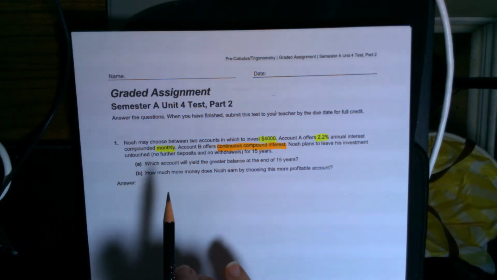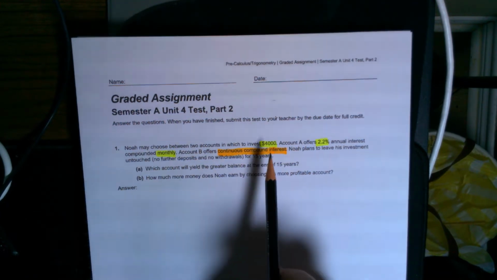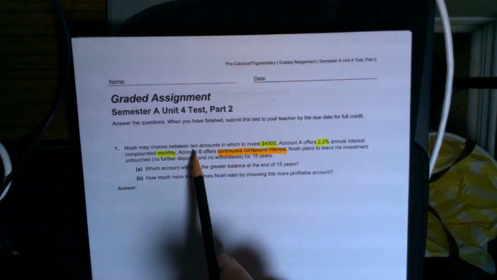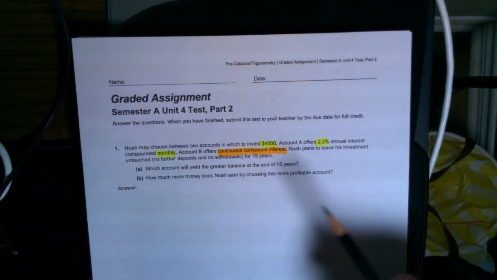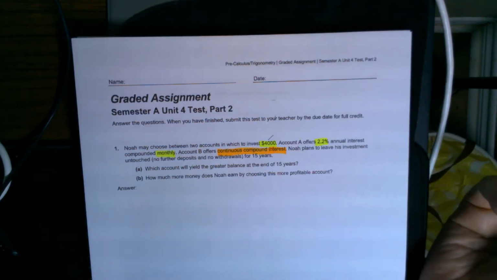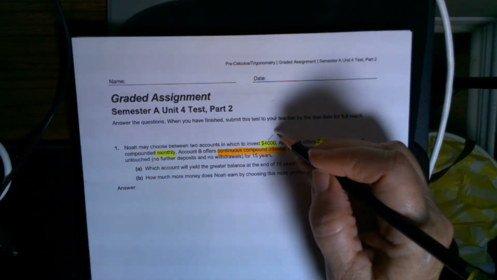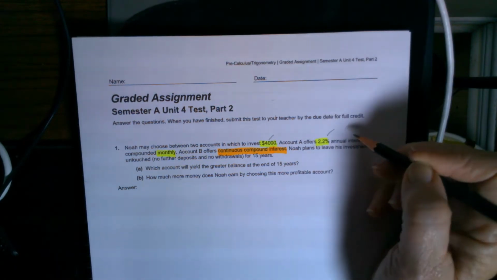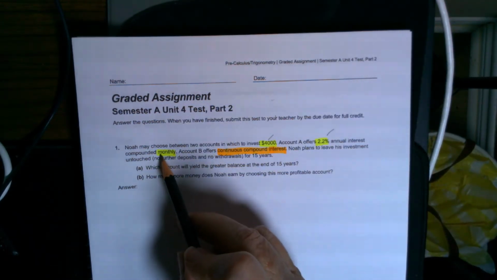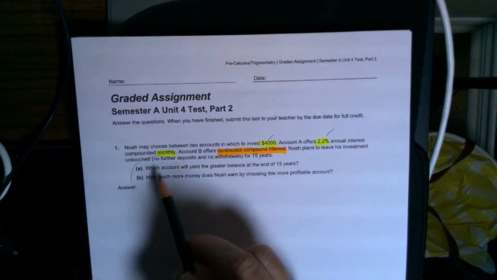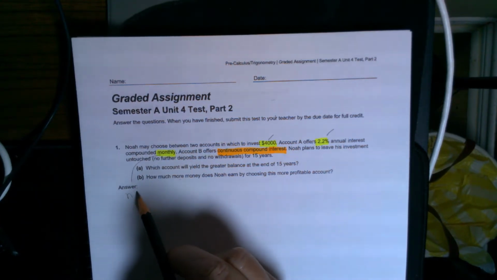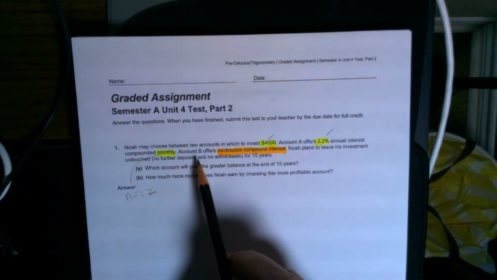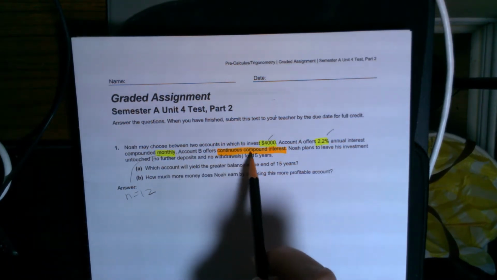All right, so I've highlighted what we have been given in the word problem. Noah can choose between two accounts in which to invest $4,000. So here's our initial amount. Here's the interest rate. Here's how it's being compounded: monthly. So n is going to be 12 because we compound it 12 times per year. And then account B offers continuous compound interest.